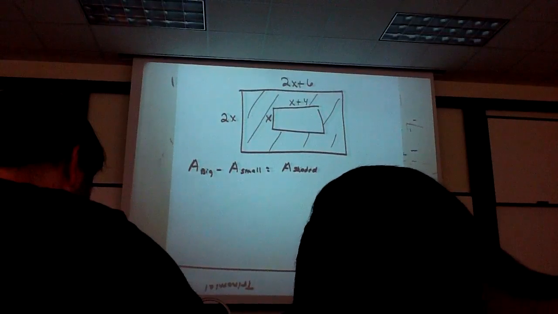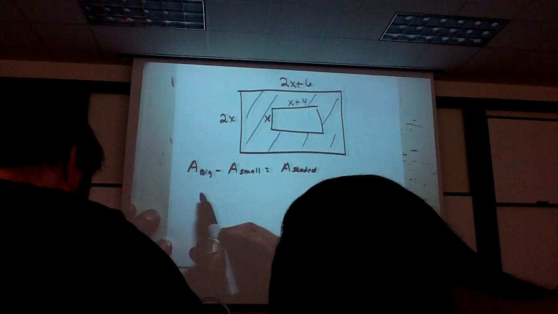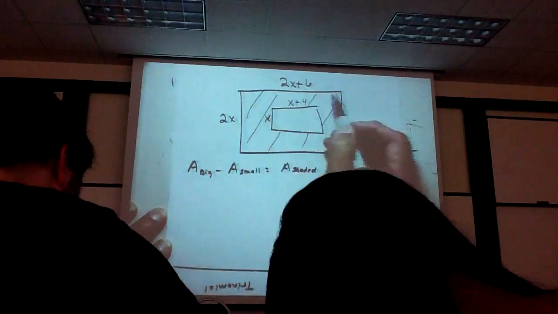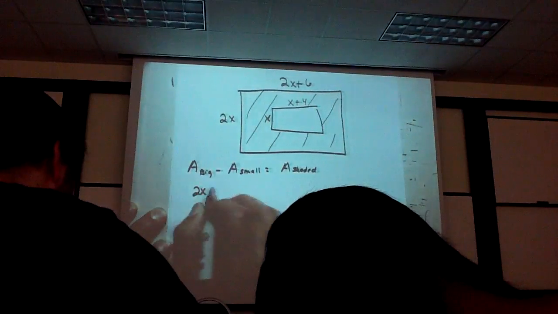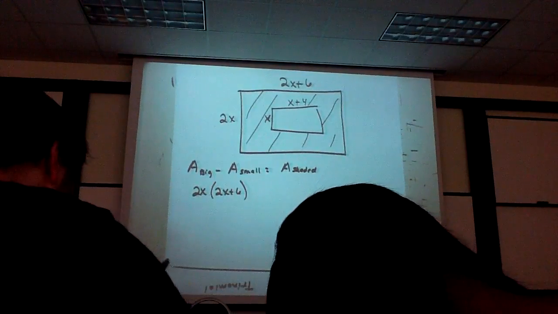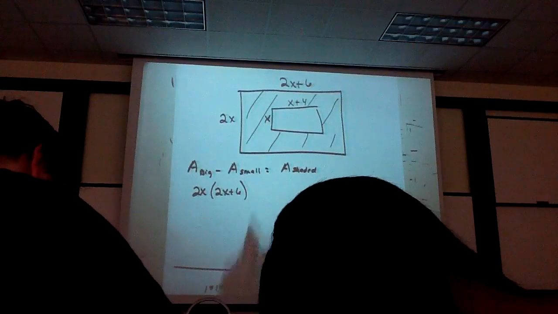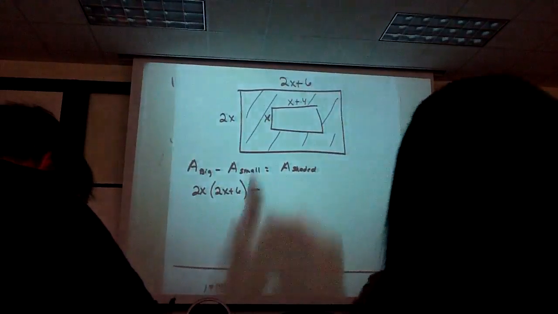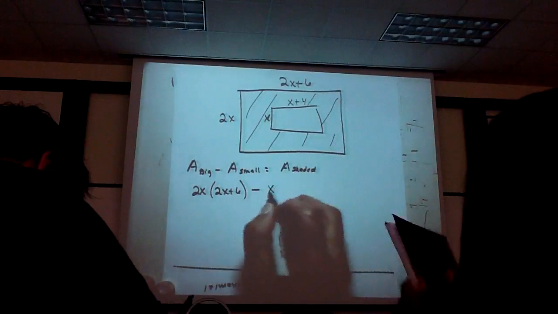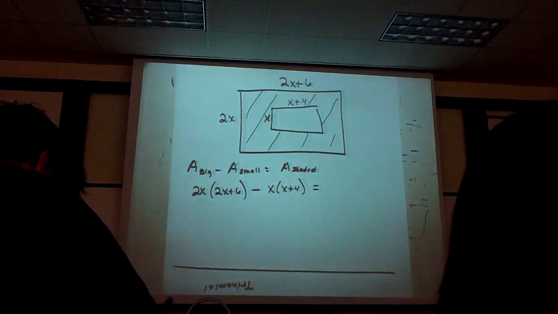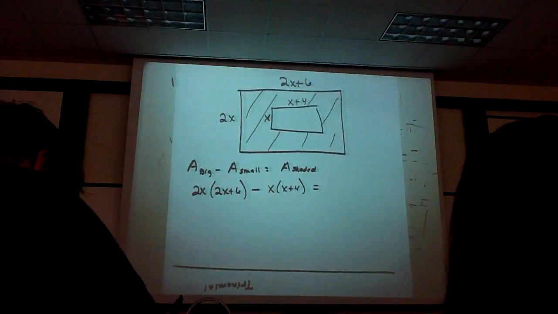How are we going to find the area of the big one? What times what? 2x times 2x plus 6. So it's the length times the height. Here's the area of big minus the area of small, which is going to be x times x plus 4. That equals the area I'm interested in. So a little bit of distributive here.